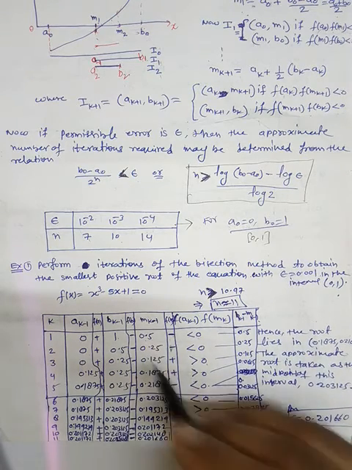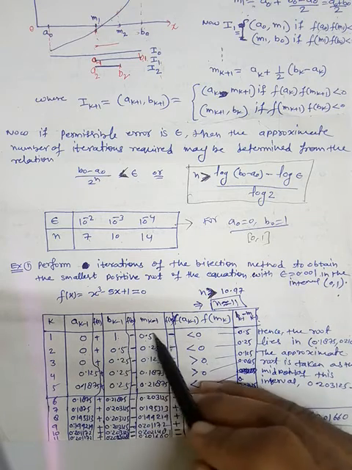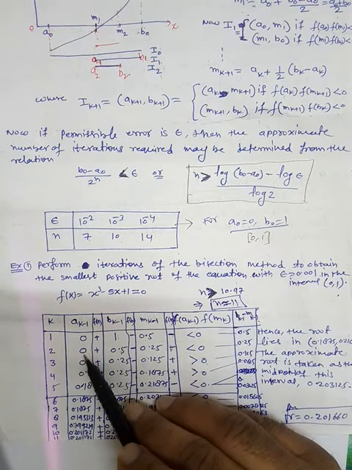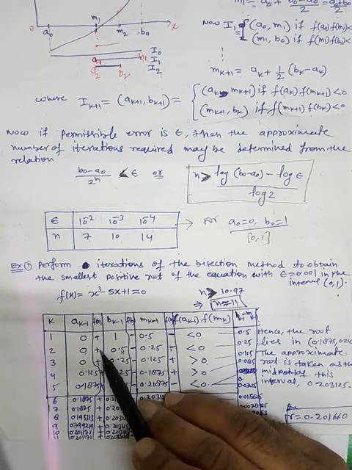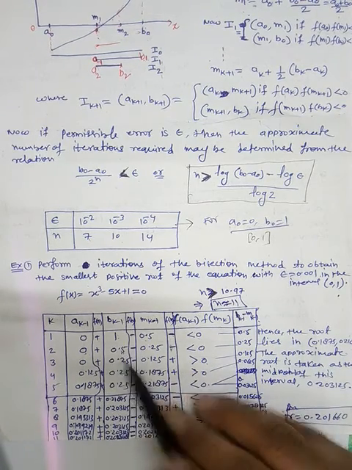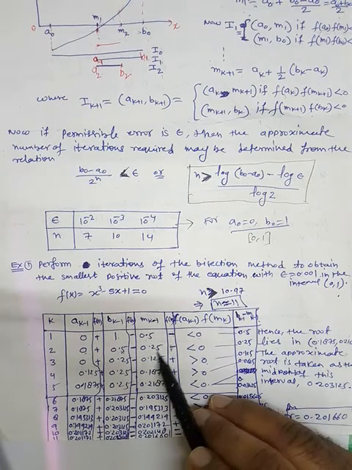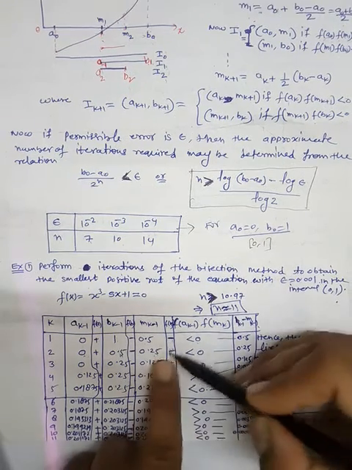So 0 to 0.5 means the left hand will be 0, but the right hand, in place of 1, is now 0.5, because the next interval 0 to 0.5 has been formed. So this is now your new a1, this is your b1. Here the sign is already evaluated as plus, here the sign is already evaluated as negative. Now take the midpoint of these two, which is 0.25. Again find the functional value, which is a negative value. So this is negative, this is fixed.